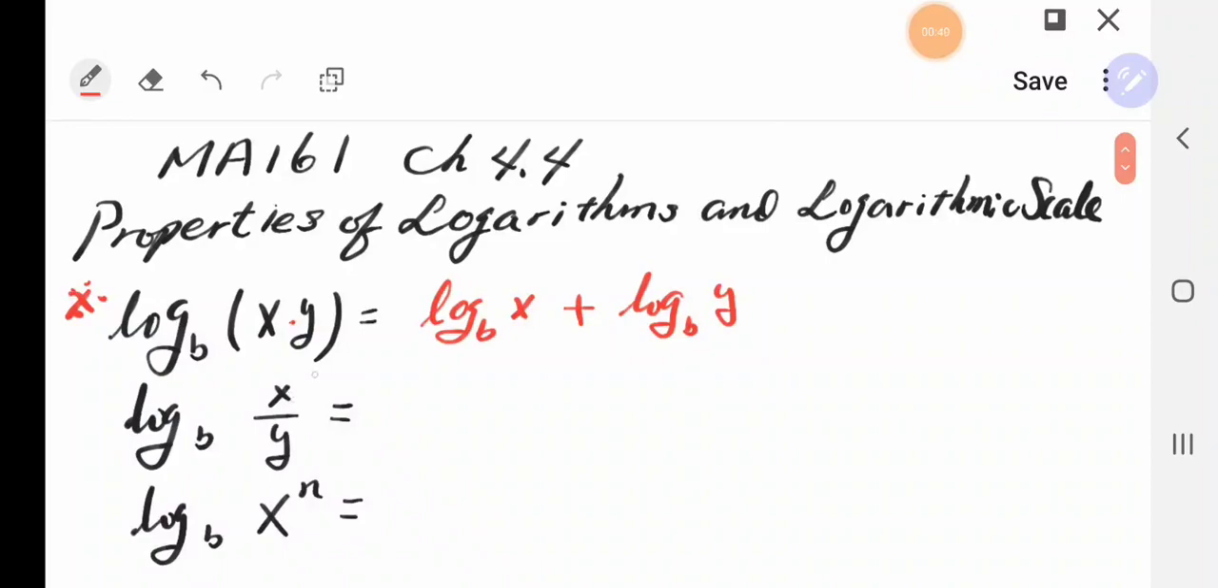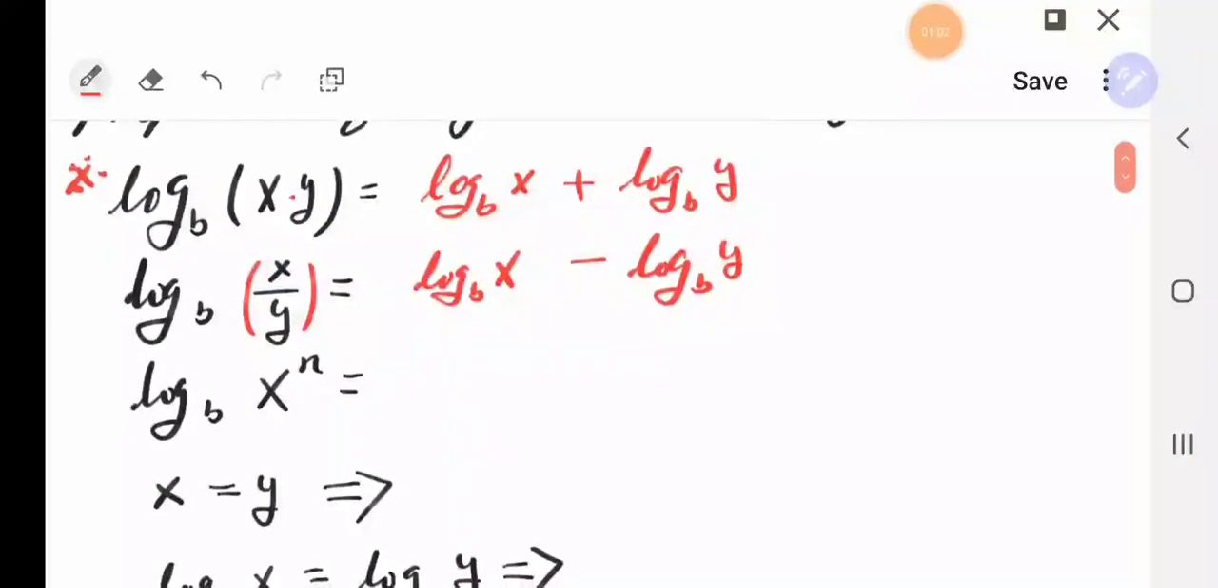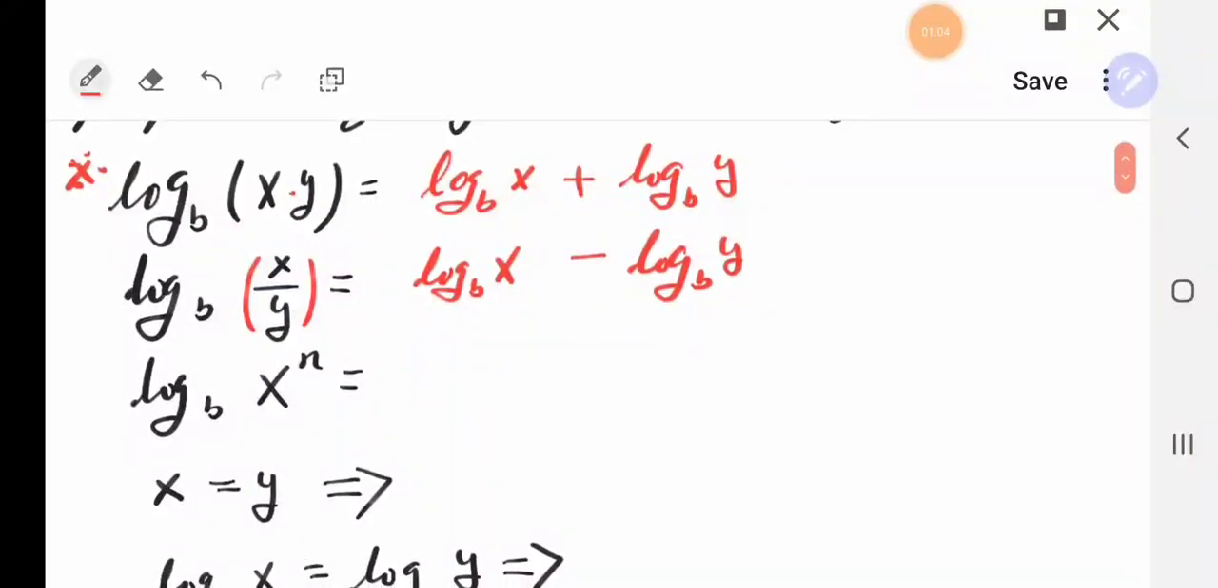If inside the logarithm is a quotient, x over y, then we will make it subtraction. So this will be logarithm base b of x minus, the fraction will become a minus, logarithm base b of y. Okay, these are the properties which are not that hard to memorize and understand.